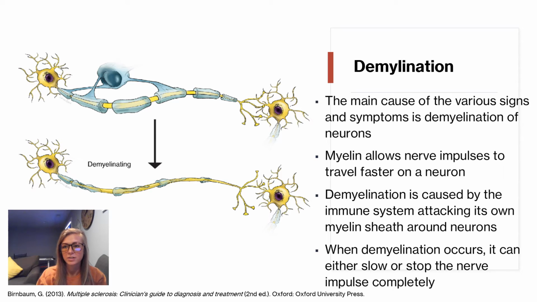The main cause of the various signs and symptoms in MS is because of the demyelination of the neurons. The myelin allows the nerve impulses to travel more quickly on a neuron, and MS is actually considered an autoimmune disorder. So the demyelination is caused by the immune system attacking its own myelin sheath around the neuron. And then when demyelination occurs, it can either slow or stop the impulse completely. So this affects various body functions depending on which neurons this demyelination occurs on.